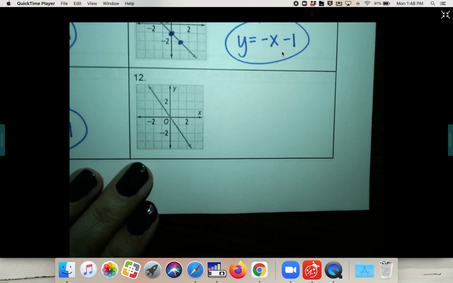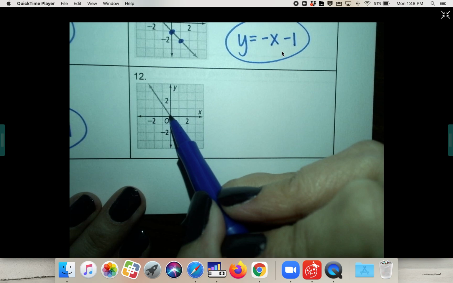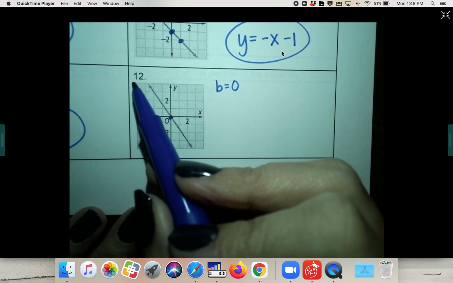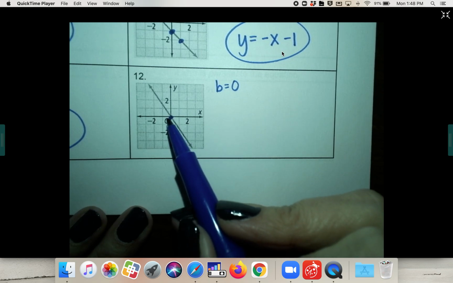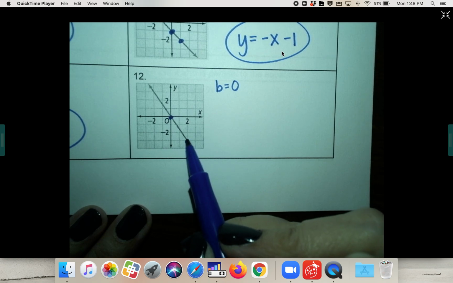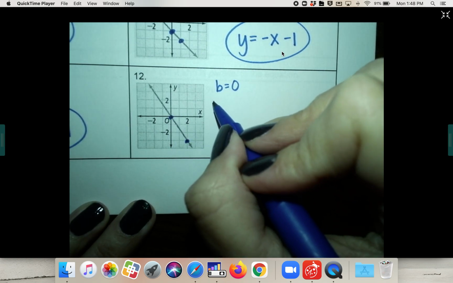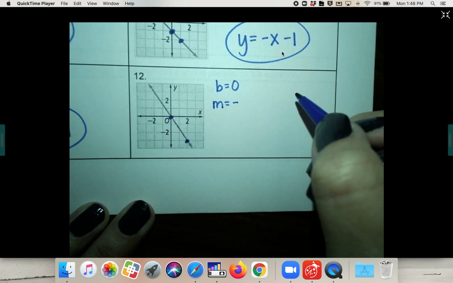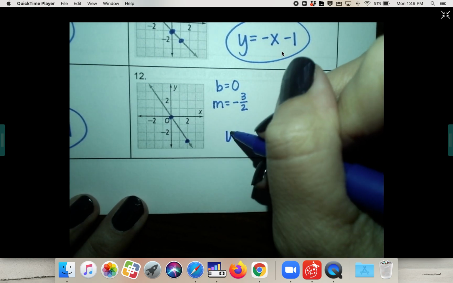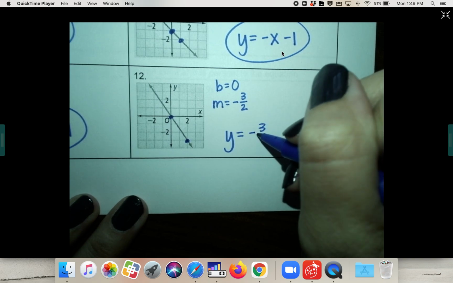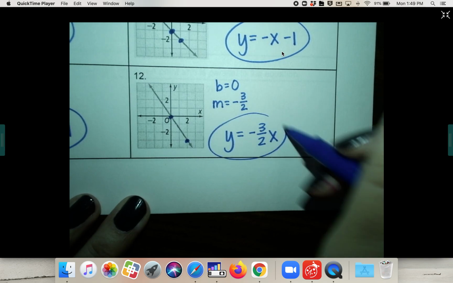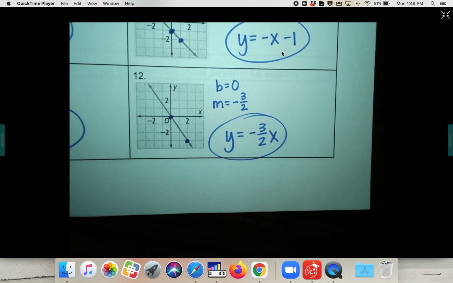All right, and then the last one of these, the y-intercept actually hits right at the origin, so the b is 0. And then the slope is negative again, it's going downhill, so it's going down 3 over 2. Looks like it's down 3 over 2. So the slope is negative because it's going downhill, 3 over 2. So put it all together in your equation, y equals negative 3/2 x. Since it's plus 0, you can just leave it off. All right, let's go to the next page.